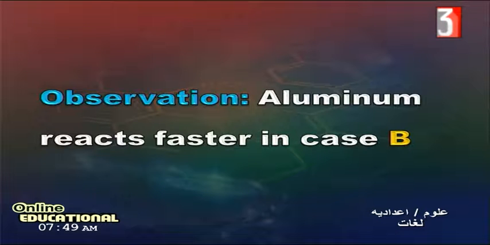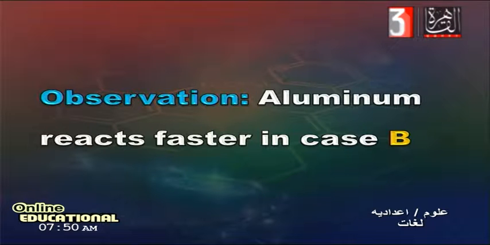What will be observed? In this experiment, aluminum reacts faster in case B. But why? Because the concentration of oxygen in test tube B is higher than the concentration in the first tube. So if the concentration of a reactant increases, more collisions occur between reactants, so the speed of chemical reaction will increase.